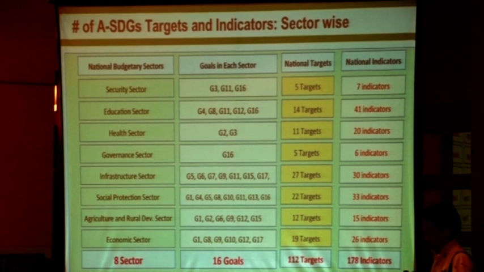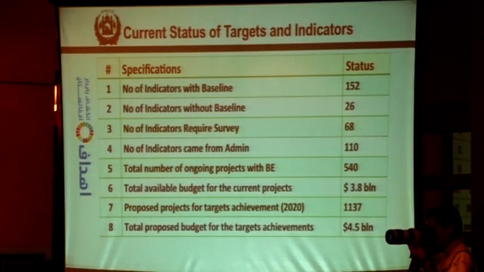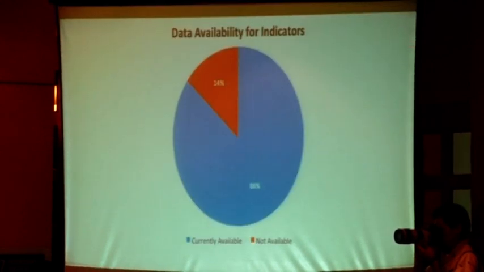We have sectors, then we have all the goals divided into the sectors, then we have our national targets, and we have our national indicators there. Since I have very short time, let me just jump a few slides because I have very lengthy ones. On data availability in Afghanistan, we have 86% of data available for the indicators, and only 40% of indicators don't have baselines or accurate or reliable data.